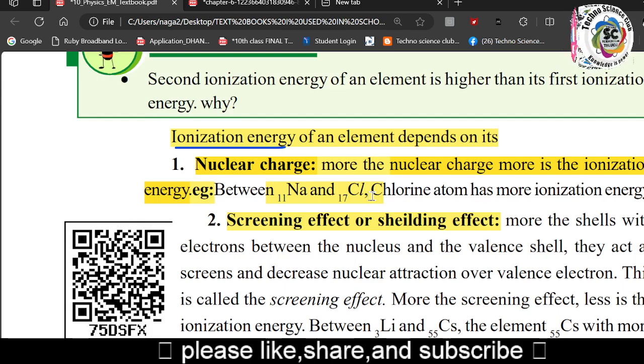Chlorine prefers to gain 1 electron and get stability, but sodium can lose 1 electron and get stability. So we can remove 1 electron easily from sodium, but we cannot remove 1 electron easily from chlorine, right?